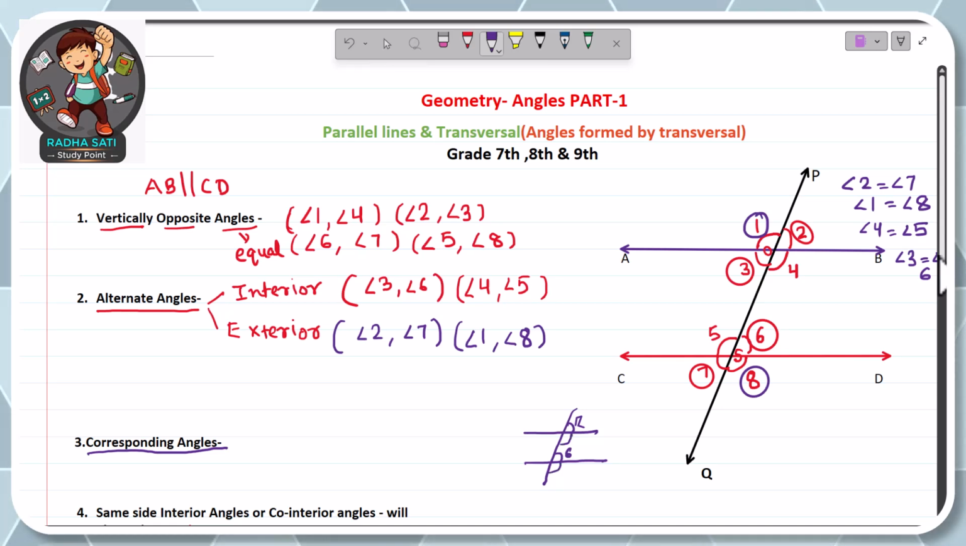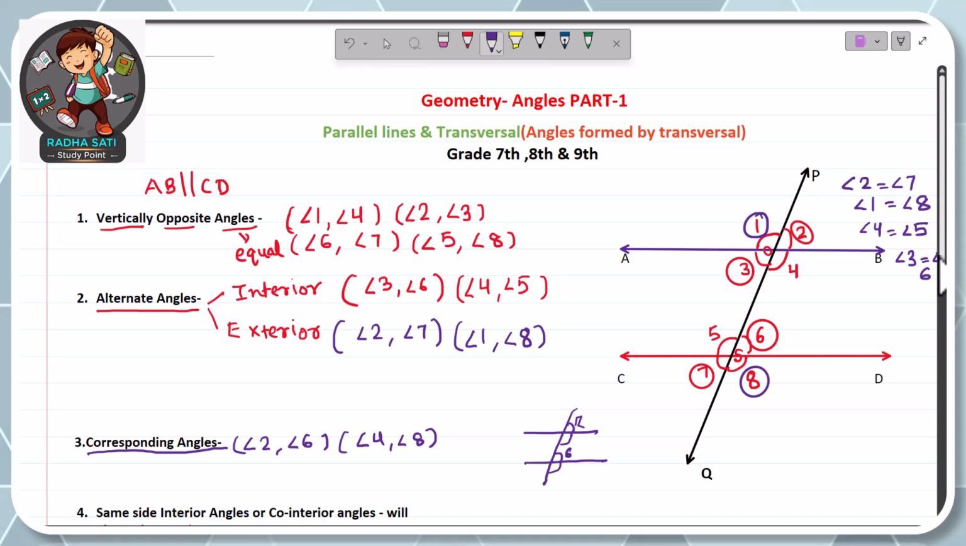Similarly, this angle and this angle. So let's name them angle 2 and angle 6. There are four pairs of corresponding angles: angle 2 and angle 6, and angle 4 and angle 8. These are the two pairs which are at the right side of the transversal.